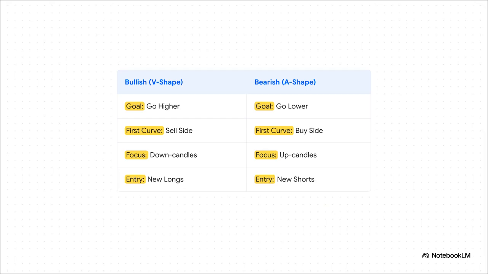Okay, let's put this all side by side to really lock it in. With the bullish V shape, the goal is to go higher, so we watch the down candles on the first half to find our long entries on the second half. For the bearish A shape, the goal is to go lower, so we do the opposite. We watch the up candles on the first half to find short entries on the second. See? It's a perfect mirror.